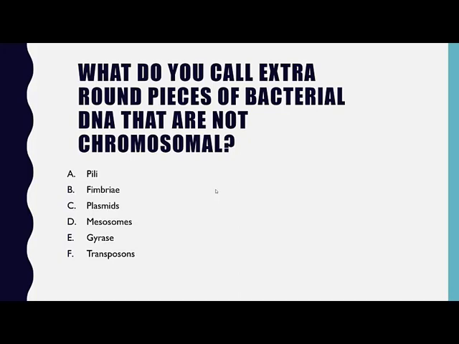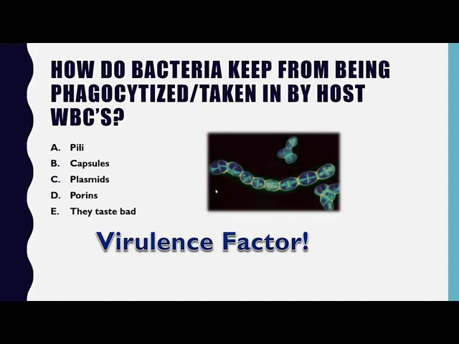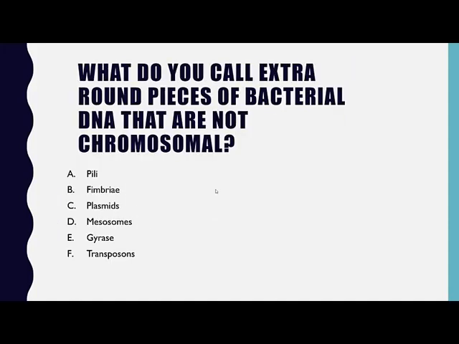Are you ready? Okay. First question: what do you call extra round pieces of bacterial DNA that are not chromosomal? Pili, fimbriae, plasmids, mesosomes, gyres, transposons. Some of these things you've never heard of before. You think it starts with a P, but which one is it? No, pili, that's like a sex pilus. So plasmids would be the right answer. So C is the right answer.